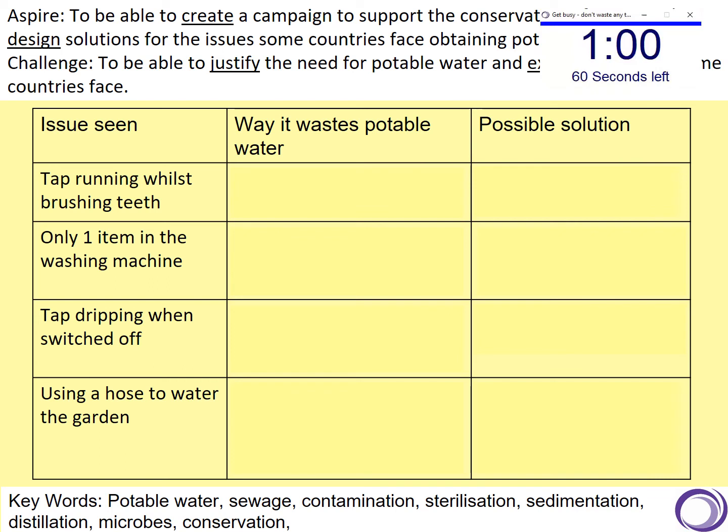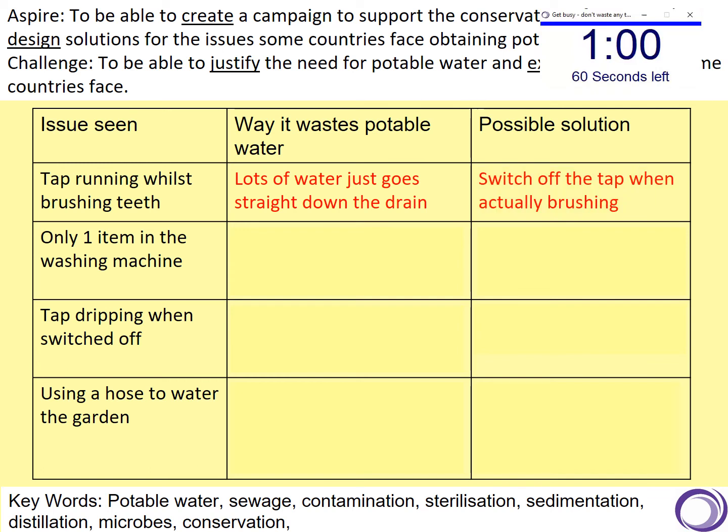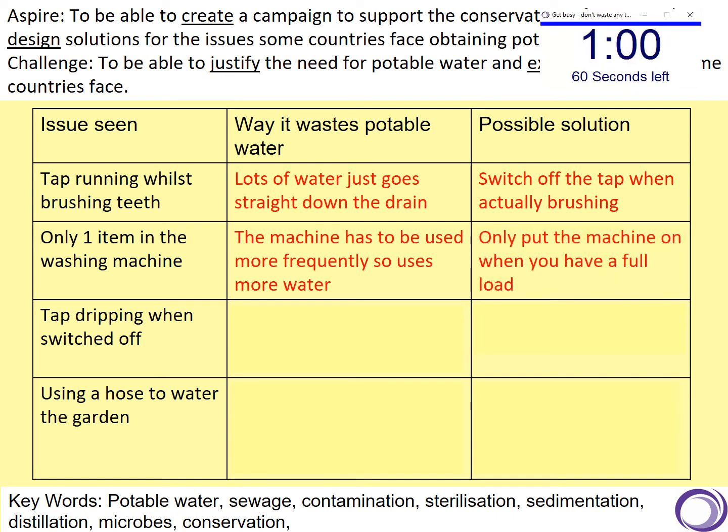Okay, so that tap running while we're brushing our teeth is obviously a straightforward problem, because the water simply goes down the drain and would then have to be purified again before it's transferred to somebody else's house. So the easiest solution is to simply switch off the tap while you're brushing your teeth and only switch it on again when you need to rinse. Only putting one item in a washing machine means that the machine will have to be used far more frequently in order to get through all of your washing. So that will use far more water. And again, an easy solution: only put the washing machine on when you've got a full load.